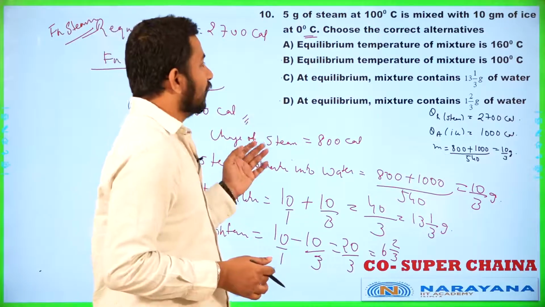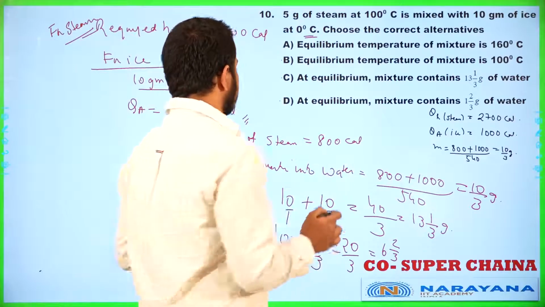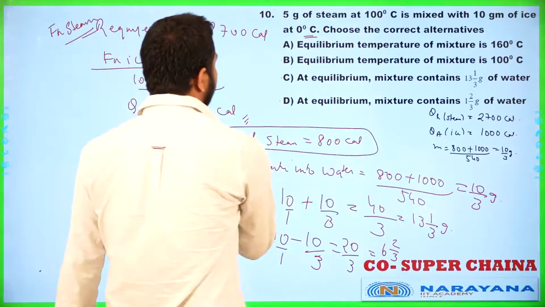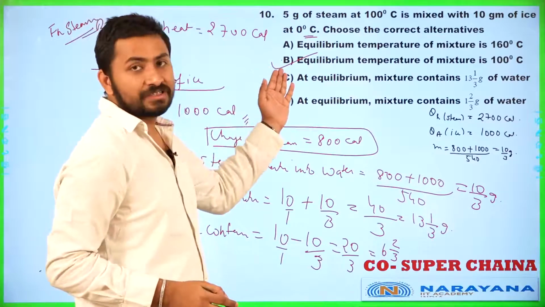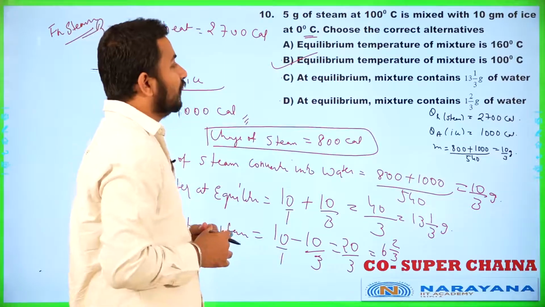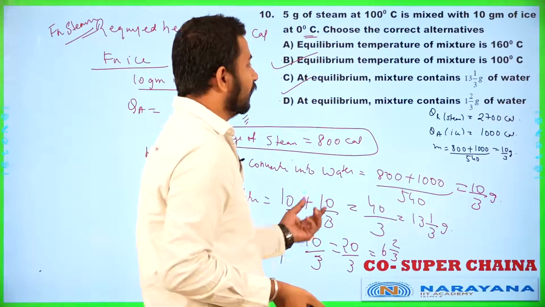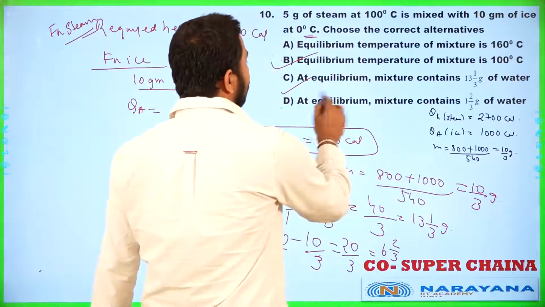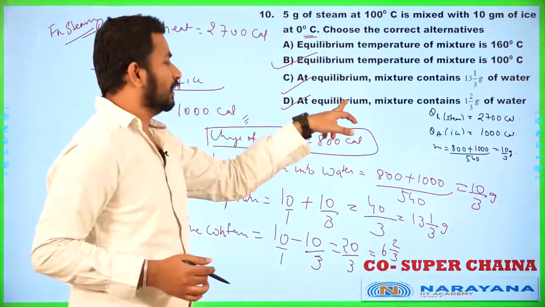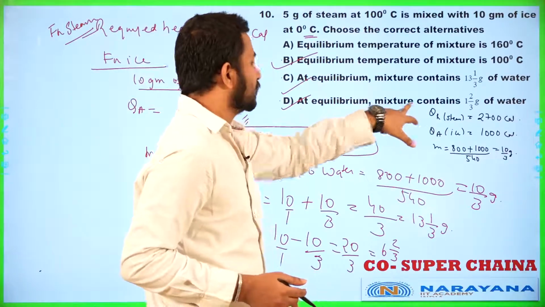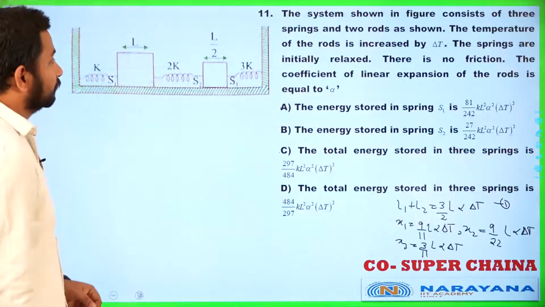So just check, at equilibrium we see that the mixture will have a larger amount of steam. So steam is still present in the mixture. At equilibrium the temperature will be 100 degree only, and the water formed will be this. And even if you see here, the equilibrium mixture contains this much amount of water. So this option here is a little incorrect, just the wording has to be corrected. So let's see the next one.